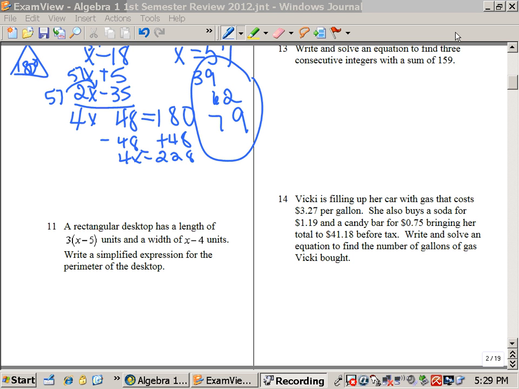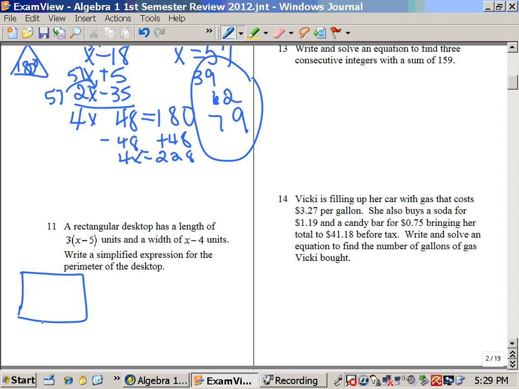Guys, this video is going to cover problems 11 through 20. Number 11, we have a rectangular desktop. So I'm going to draw a picture of my rectangular desktop. The length is 3(x - 5). I think I'll go ahead and distribute that. It's 3x - 15. And the width is x - 4.